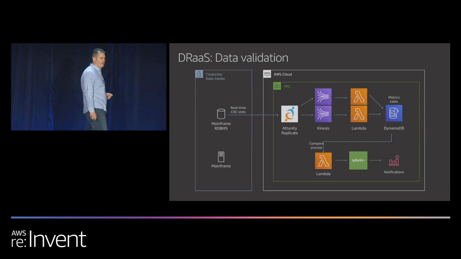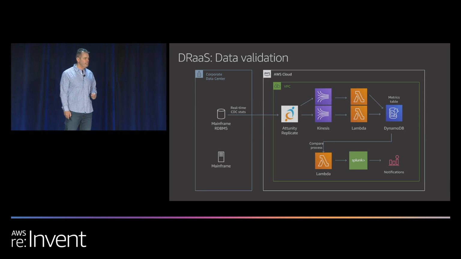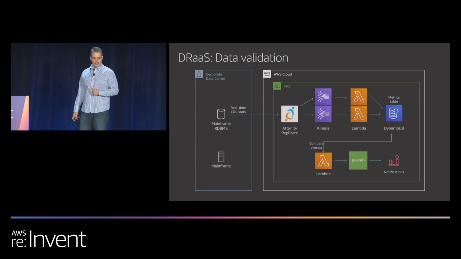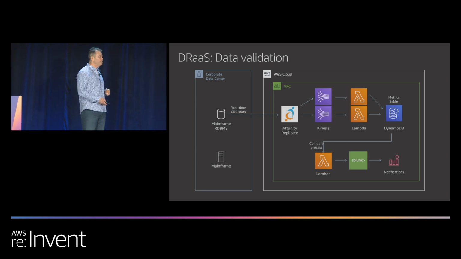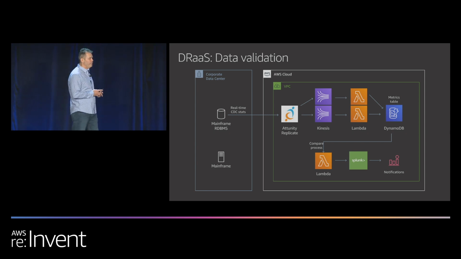So here's the architecture for that level 1 data validation. We take DB2 stats out of DB2, and we replicate them into Kinesis. We are replicating the business data. We have lambdas to move that data into Dynamo. We do comparisons. When we start to identify a problem, we then notify the lines of business that there's a data corruption issue.